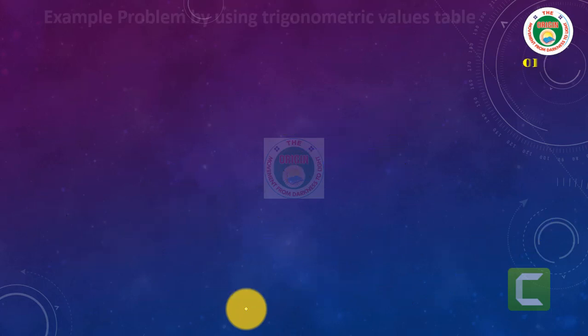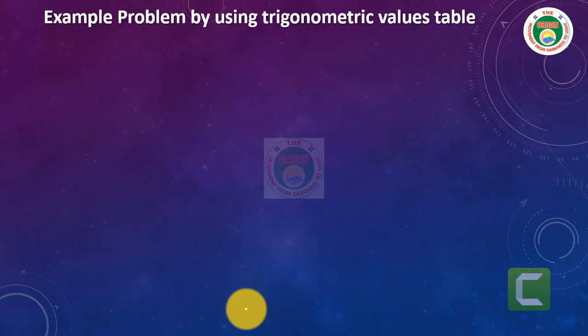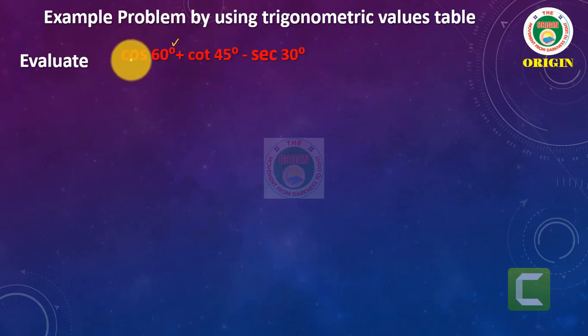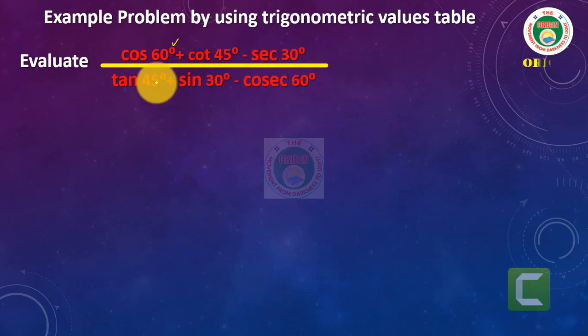And next, an example problem by using trigonometric values. Evaluate cos 60 degrees, cot 45 degrees minus secant 30 degrees by tan 45 degrees plus sin 30 degrees minus cosecant 60 degrees.